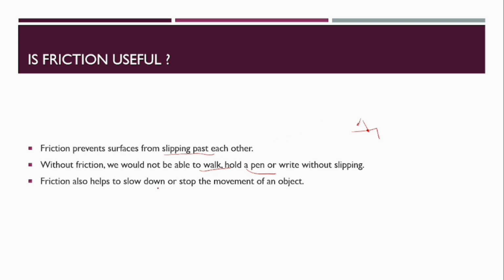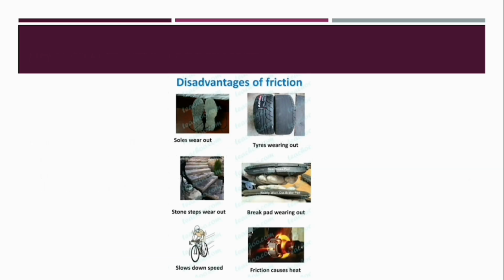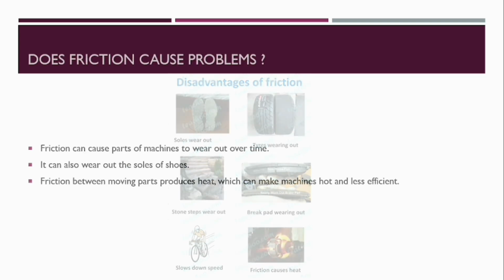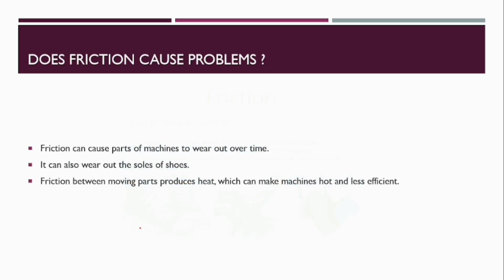Friction also helps to slow down or stop the movement of an object. Because of the friction we are able to apply brakes. Because of the friction our cars slow down, and because of the friction between the floor and the shoes, we are able to walk.